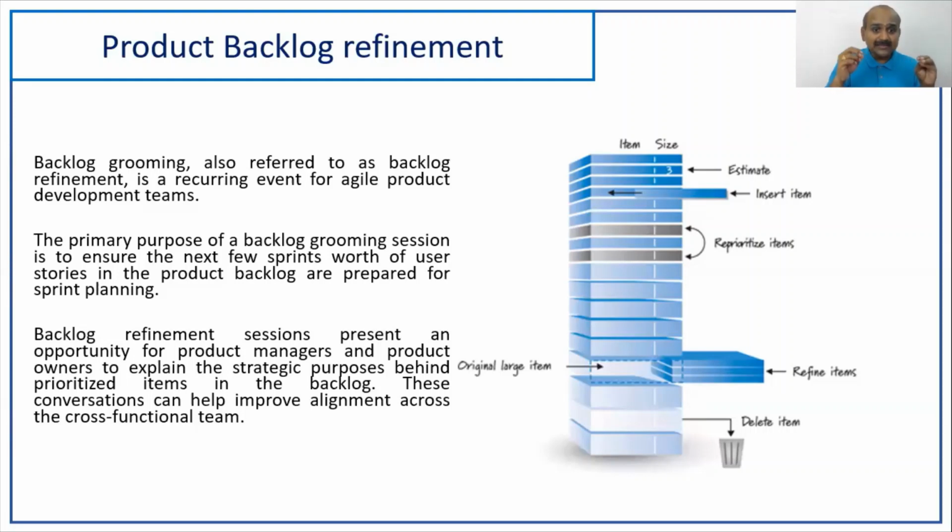Now, the backlog refinement session is an opportunity for the product managers, product owners and the team to explain the strategic purposes behind the prioritized items in the backlog. These conversations can help improve alignment across the cross-functional teams. It is not about bringing stories and presenting them to you. It's about explaining the strategic purpose behind these stories. For example, I wanted to put a login feature. I wanted to put in a forgot password. I want to put this particular thing. The reason is I want to develop.